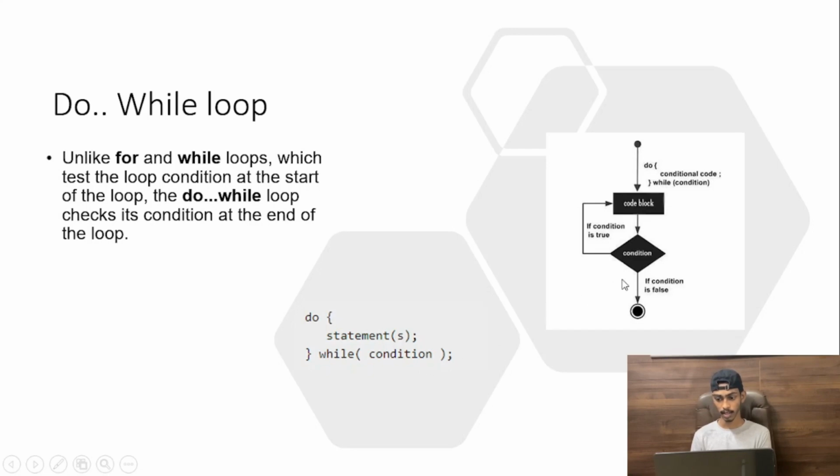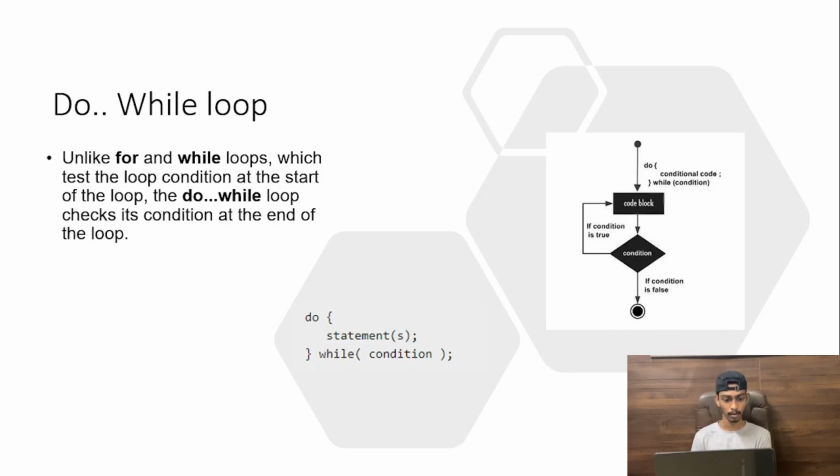So first, as you can see in the flow chart, the loop body is executed, then the condition. If it is true, then control will fall back to the loop body and it will execute once more. If it is false, it will skip the loop body and proceed to the next statement.